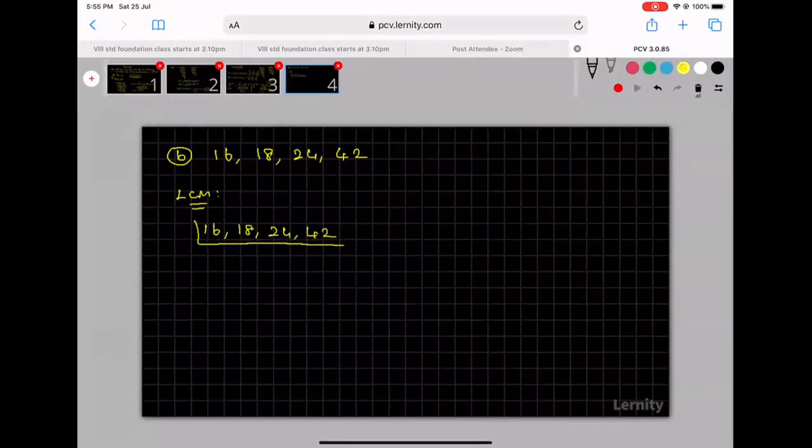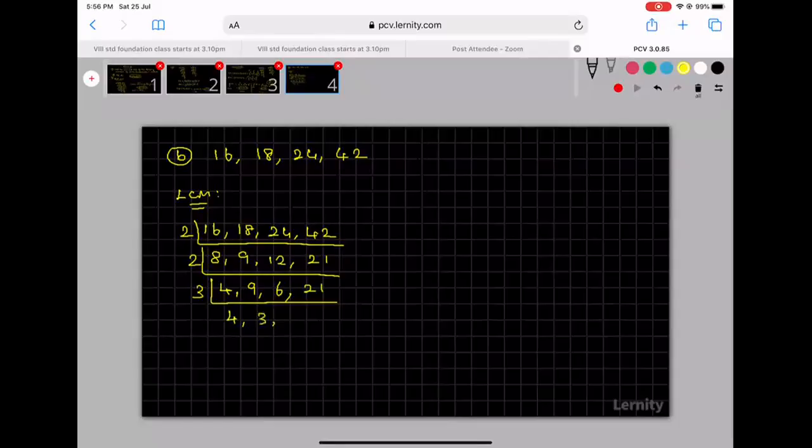Now I am going to divide with 2. So what you are getting? 8, 9, 12, 21. Now I divide with 2 again: 4, 9, 6 and 21. Now I am taking the 3 table. So I am getting here 4, 3, 2, and 7. Then I can divide with 2: 2, 3, 1, 7.